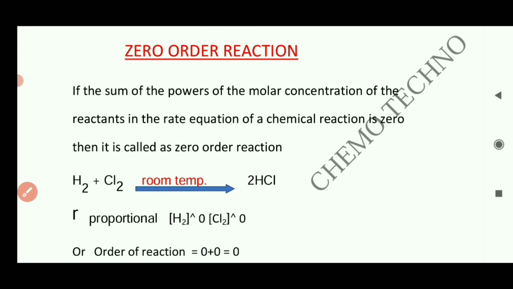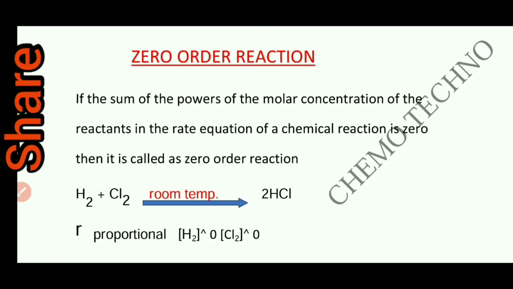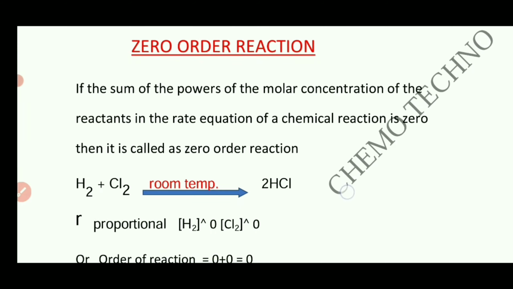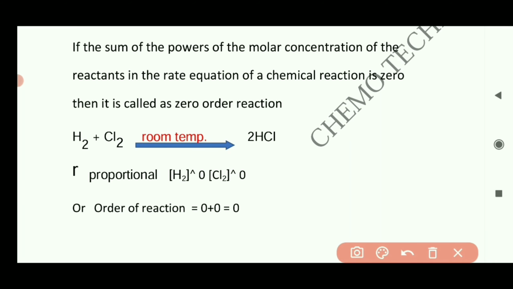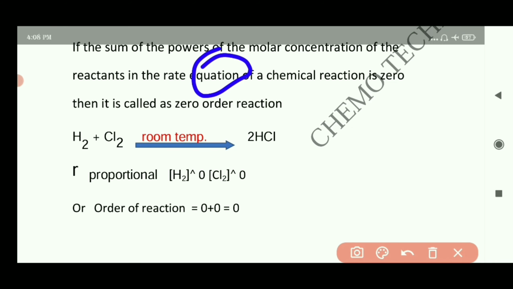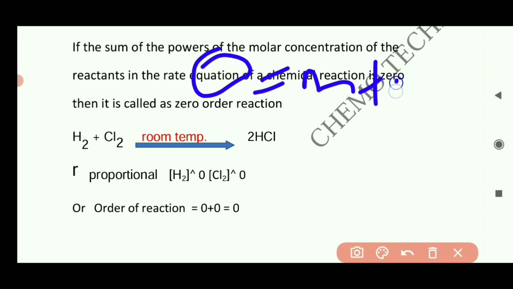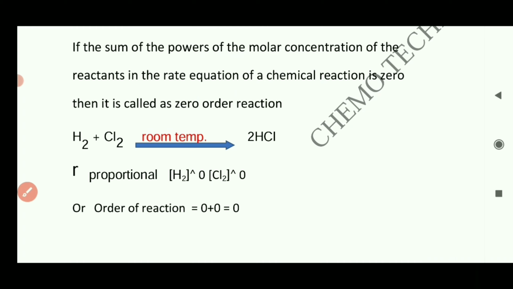So let's see again, if the sum of the powers of the molar concentration of the reactants in the rate equation of a chemical reaction is 0, that is m plus n, their powers is 0, then it is called as a zero order reaction.